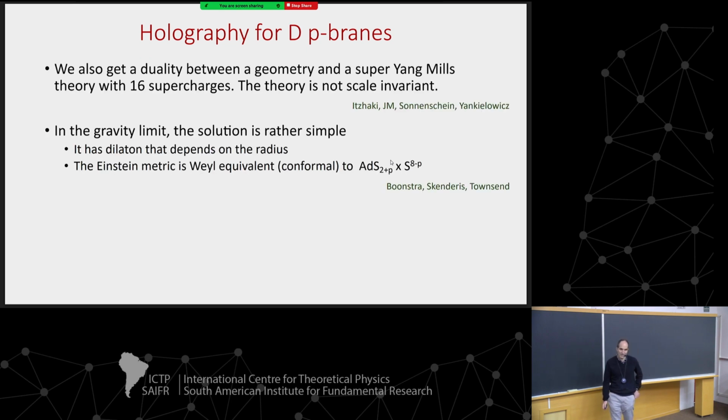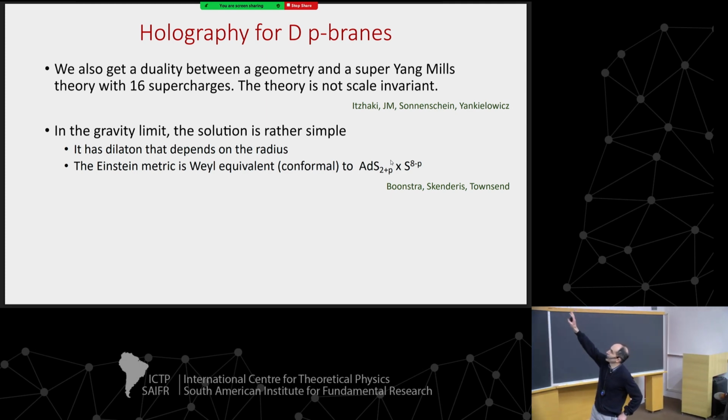And we've known for a long time that we also get a duality between super Yang-Mills theory with 16 supercharges and some geometry, but the theory is not scale invariant. And in the gravity limit, the solution is very simple. So we have a geometry, for example, in Einstein frame or string frame, which is conformal to AdS times S, somewhat similar to what happens in previous cases, except that conformal means that there is an overall factor that depends on the radial direction, and also the dilaton depends on the radius.